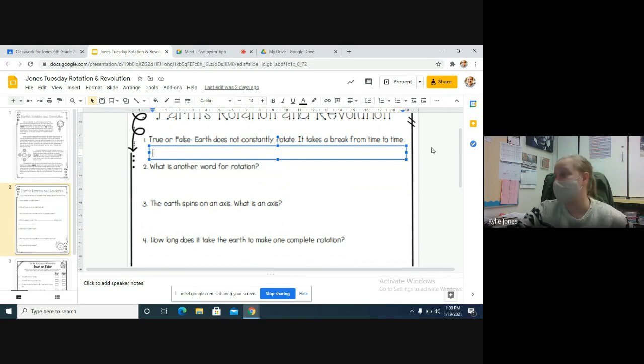Number 1, true or false? Does the Earth constantly rotate? Let me say that again. True or false? Earth does not constantly rotate. It takes breaks from time to time. So does the Earth just stop moving? No. So is it true or false? False. The Earth is constantly rotating.